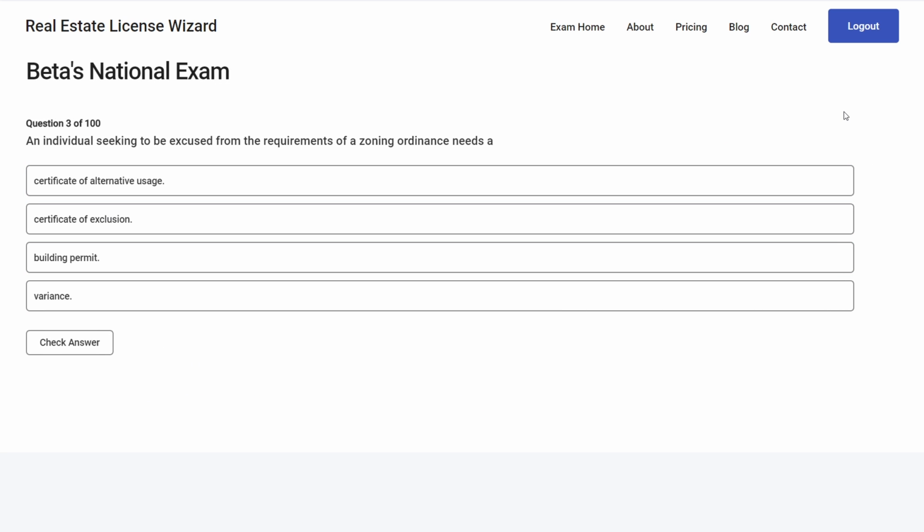So, for this one, it says an individual seeking to be excused from the requirements of a zoning ordinance needs, and it gives us four options: a certificate of alternative usage, a certificate of exclusion, a building permit, or a variance. So go ahead and think that one over.